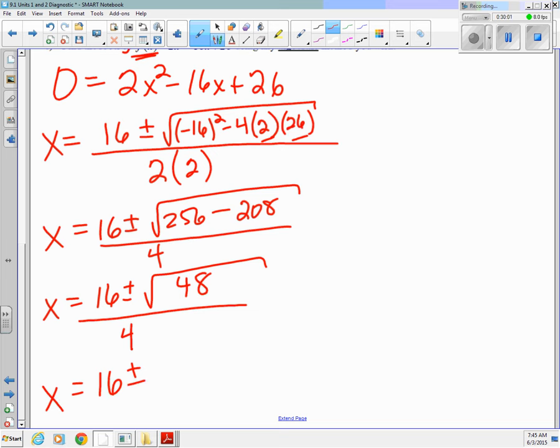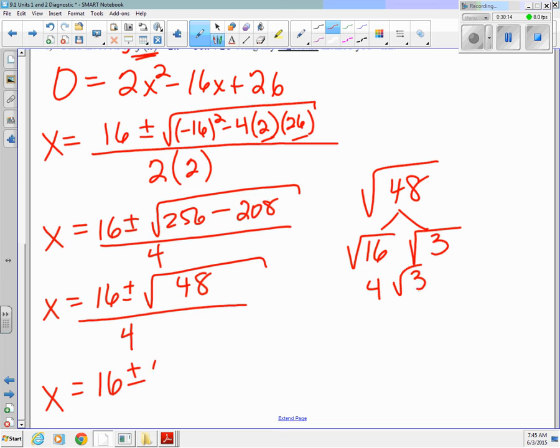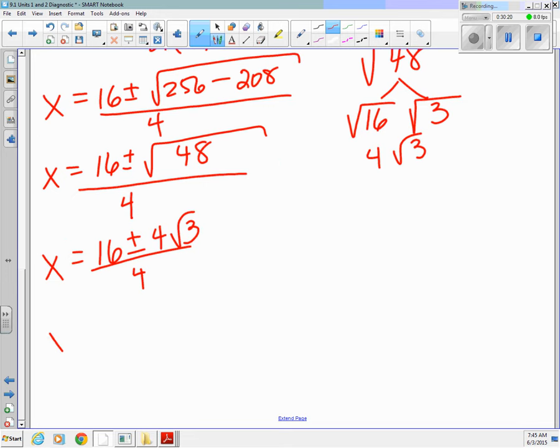Now I want to get this to simplest radical form. So I have to simplify my radical 48. Easiest way is to get this down to a perfect square. So I have 16 and 3. Square root of 16 is 4. So I have 16 plus or minus 4 radical 3 over 4. Okay, and now if I divide everything by 4, I would get x equals 4 plus or minus radical 3.